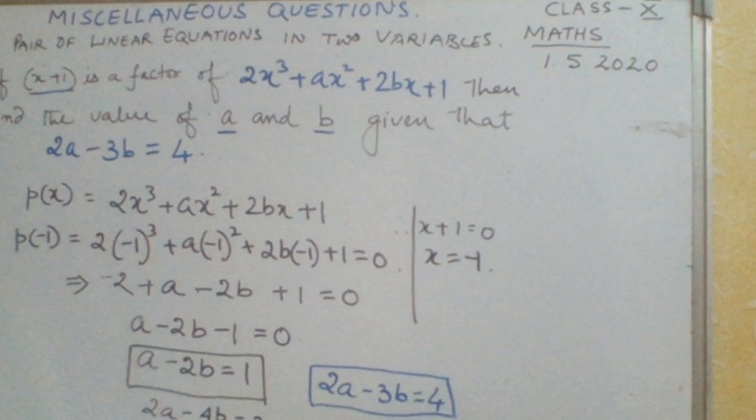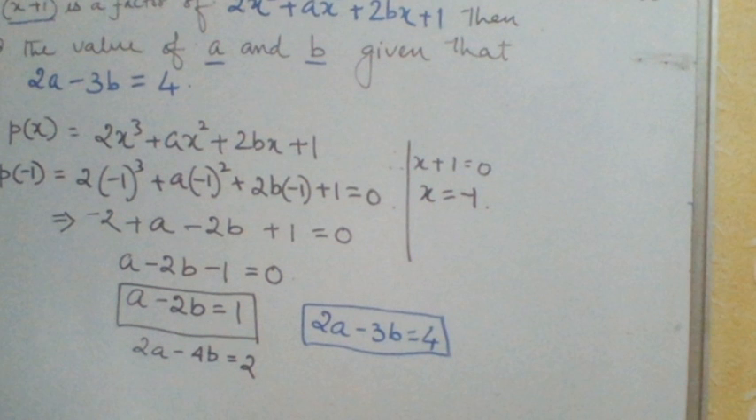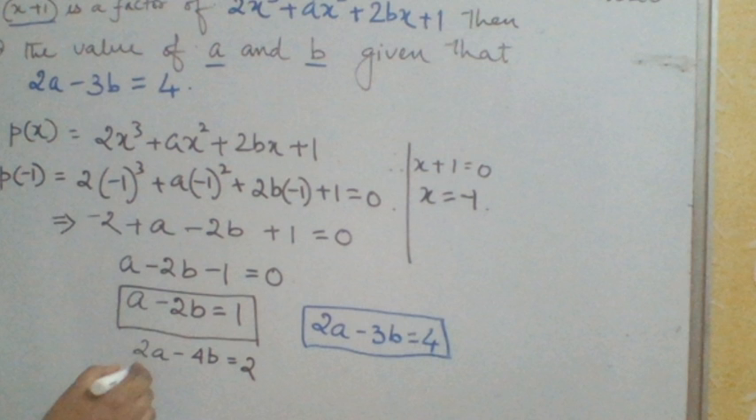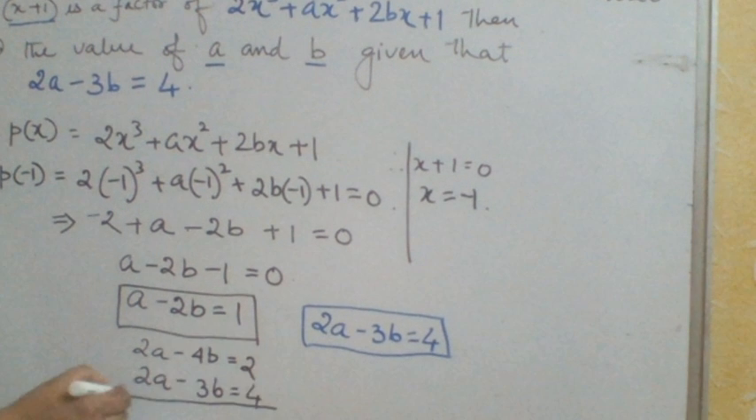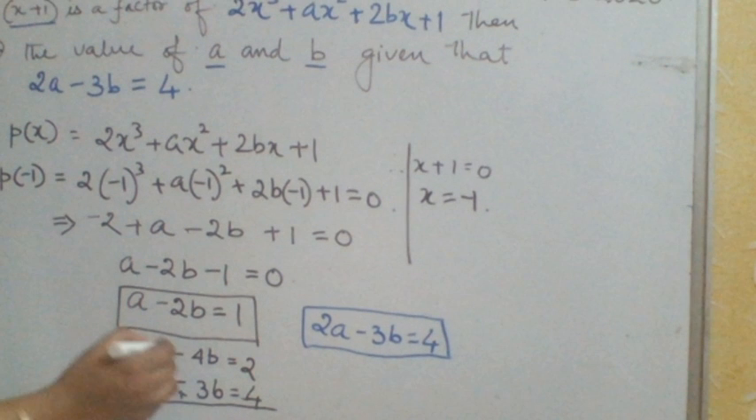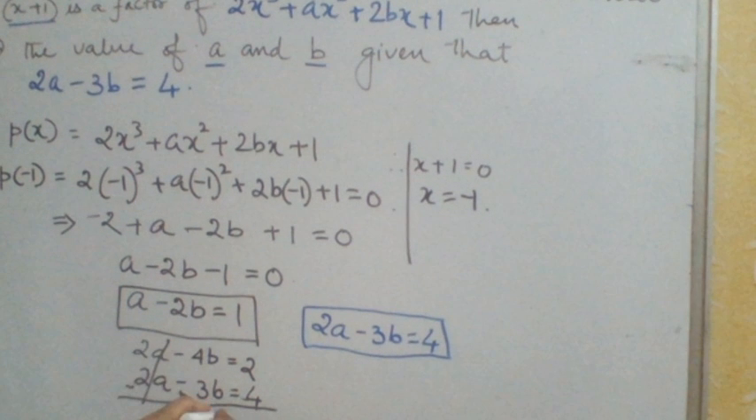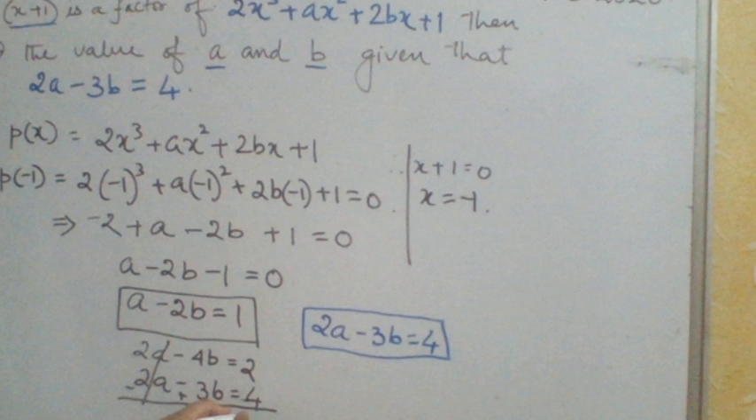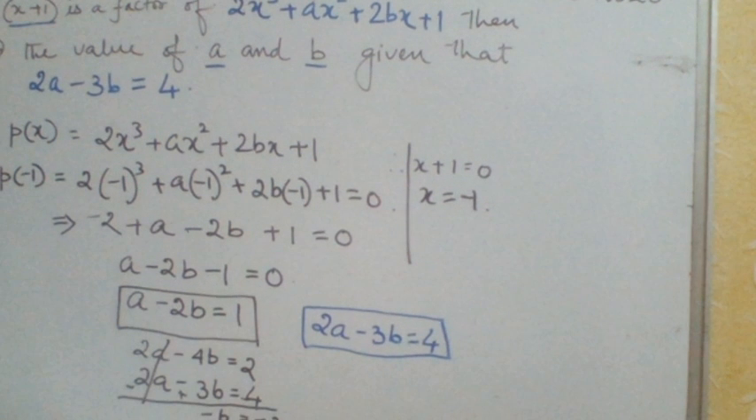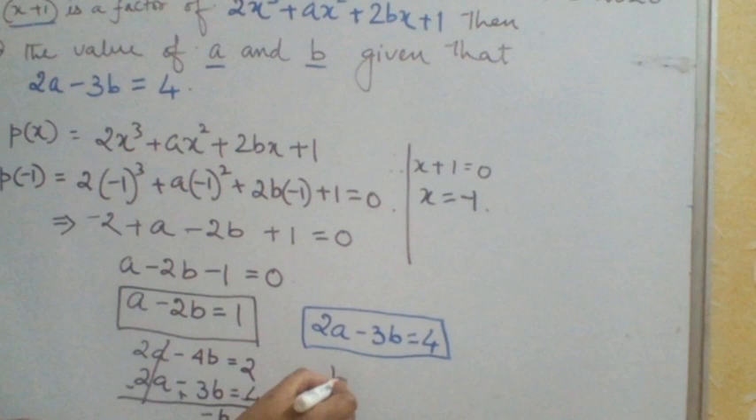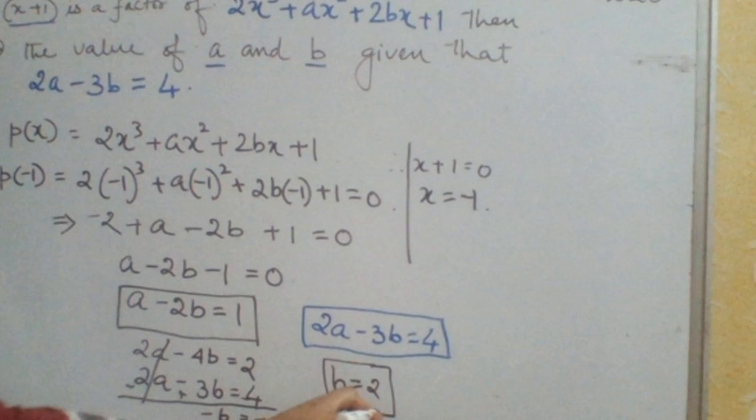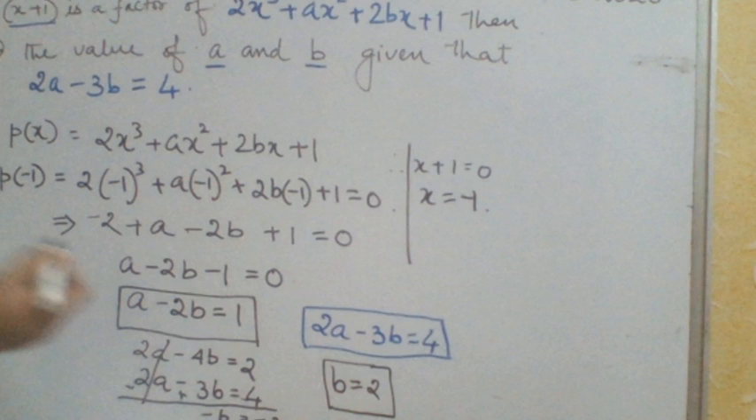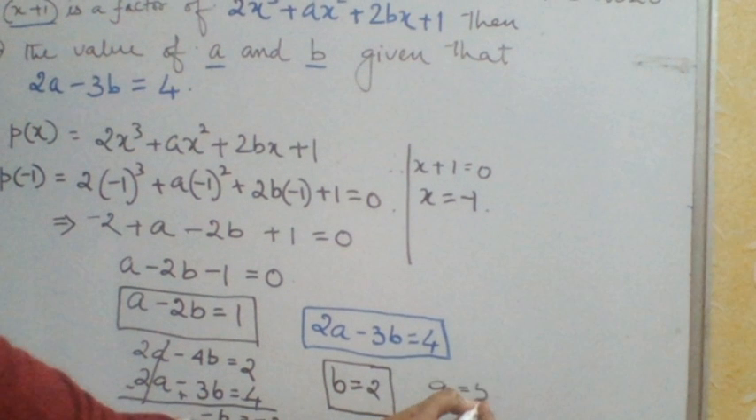And this equation is your 2a minus 3b equal to 4. So if you subtract them, you get what? This gets cancelled. So minus b equal to your minus 2. Therefore, b is equal to 2. In this way, you get b equal to 2. If b is equal to 2, you substitute the value of b and get the value of a. Your a will be equal to 5.